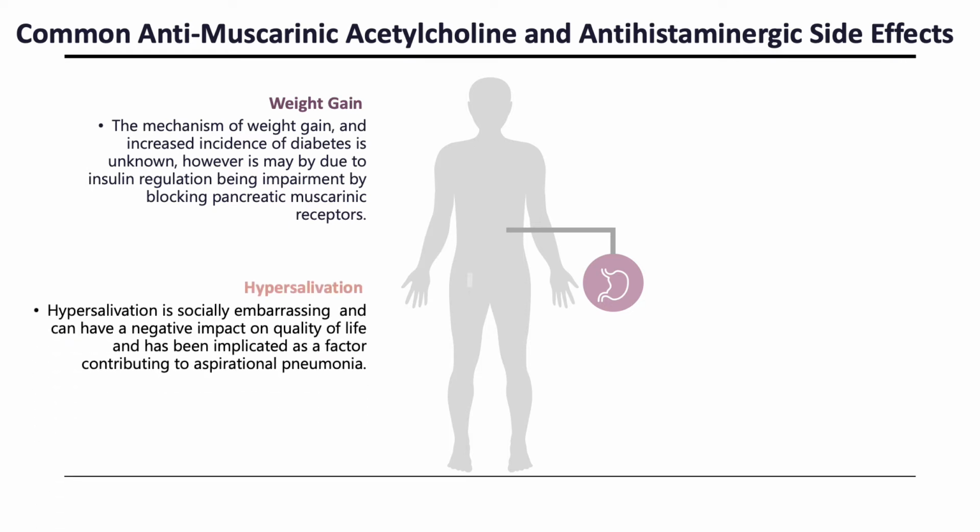Hypersalivation is socially embarrassing, can have a negative impact on quality of life, and has been implicated as a factor contributing to aspiration pneumonia. The pharmacological mechanism is unclear. However, muscarinic agonism and alpha-2 adrenergic antagonism has been suggested. It's advised to consider hyoscine hydrobromide 300 micrograms 3 times a day.